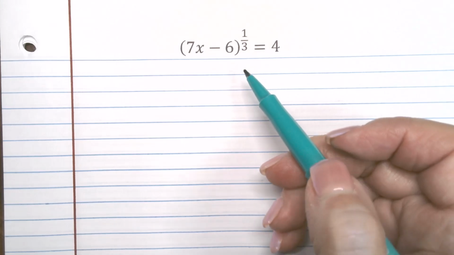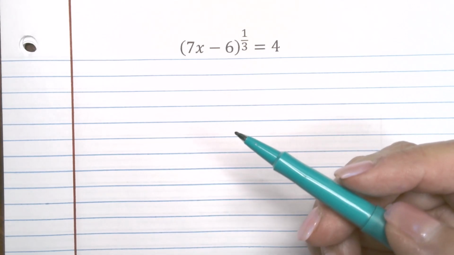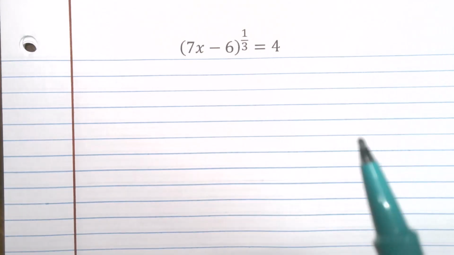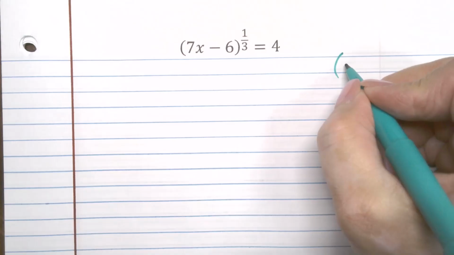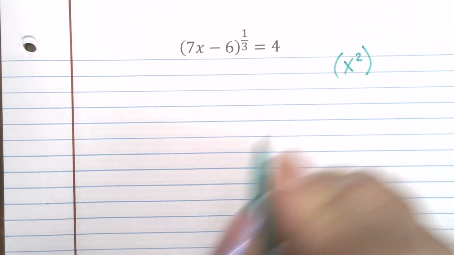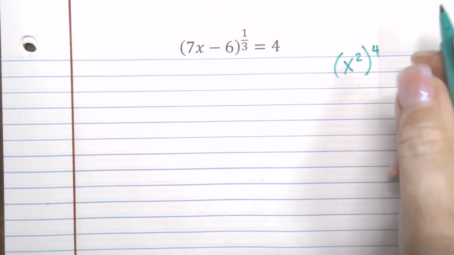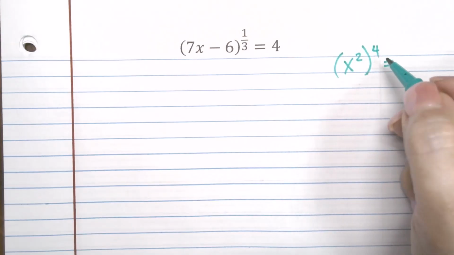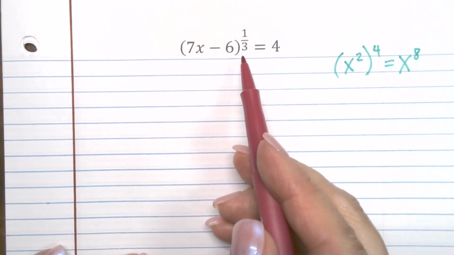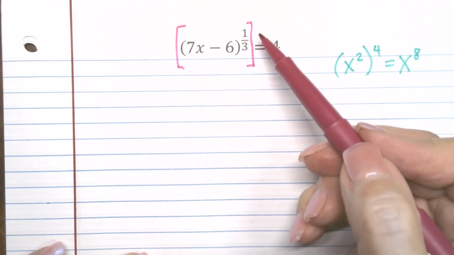If your blood pressure just went up, it's because there is a fraction as an exponent. How do I get rid of that without just throwing away the paper? Well, think about your exponent rules. Let's say you had something like x squared and you raised that to the 4th power. That's a power to a power. We multiply those.